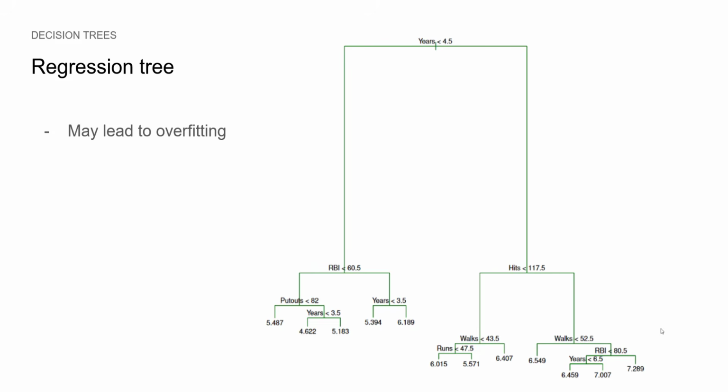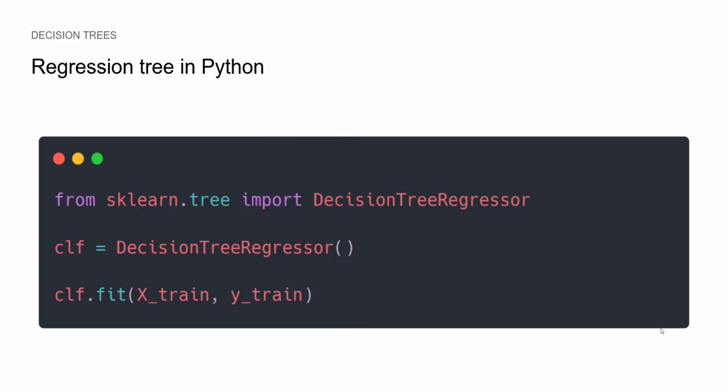However, this may lead to overfitting, and as you can see on the right, that's why we need to sometimes prune the trees and use cross-validation to prevent overfitting. In Python, a regression tree is very simple to implement. As you can see, we import the model from the sklearn library, we initialize it, and then we fit on X train and Y train.